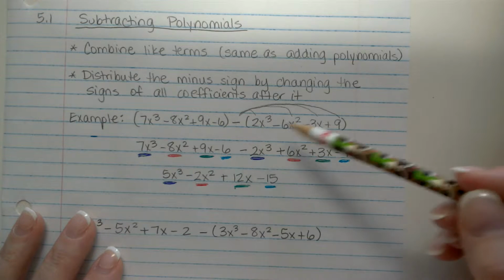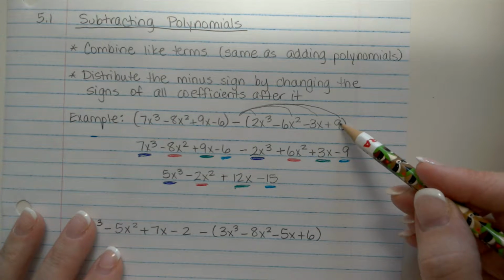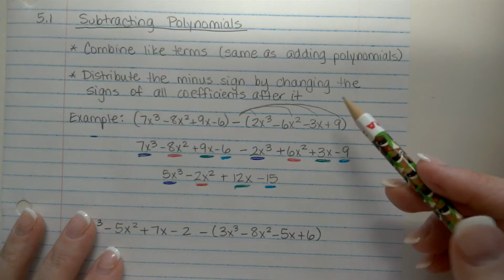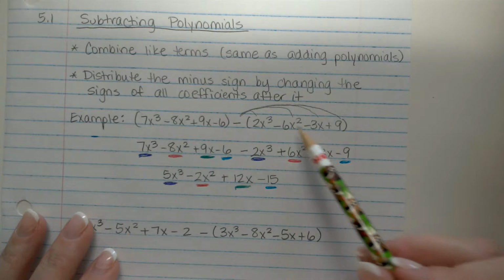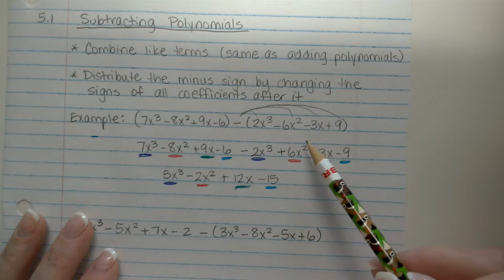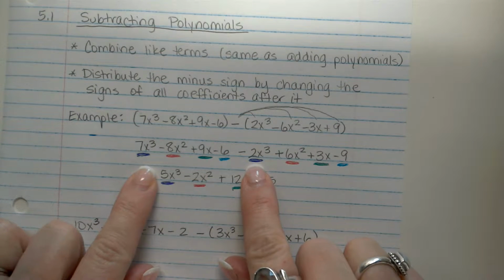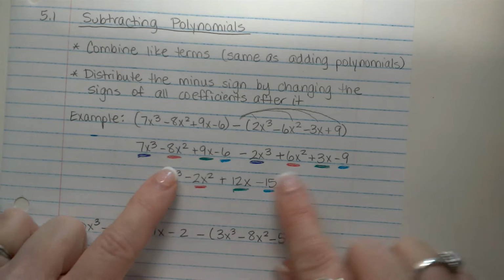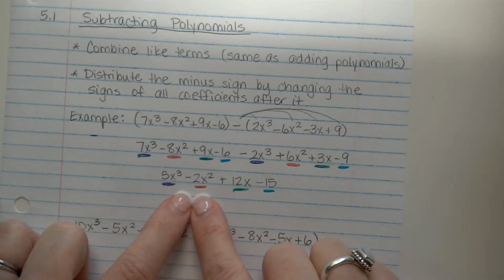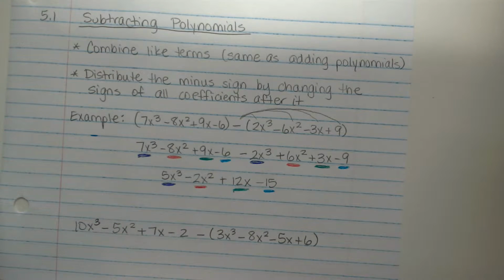This positive becomes a negative, the negative becomes a positive, the negative becomes a positive, and the positive becomes a negative. And it's helpful to write it out instead of doing it in your head, so that what your eyes see matches what your brain is trying to do. Now I've color-coded this, so my purple terms are my x cubes. I've combined those coefficients. My reds are my x squares. My greens are my x's, and my blues are my constants.